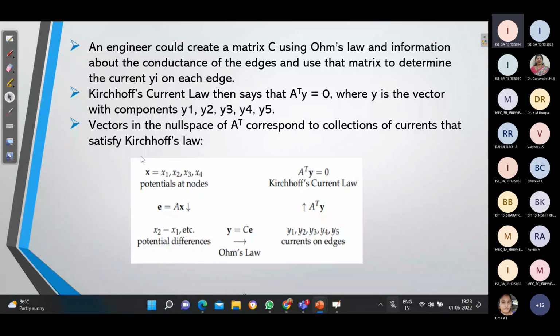Here in the picture, you can see the potentials at each and every node are represented by the vector x. Since there are 4 nodes, we have x1 through x4. And e is the potential difference, which is Ax, which we have already discussed. So x2 minus x1 is the potential difference from node 2 to node 1. Then we have Ohm's law, y equals Ce, where C is the conductance and e is the potential difference. Substituting the currents on each edge, we get A transpose y equals 0, which defines Kirchhoff's current law.